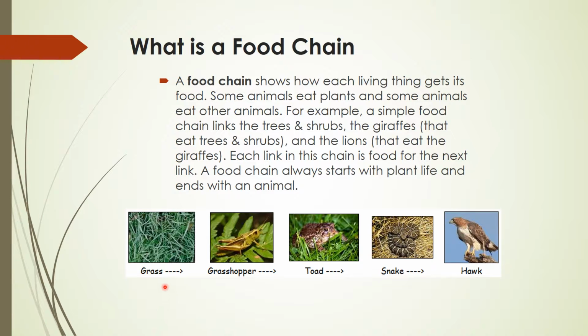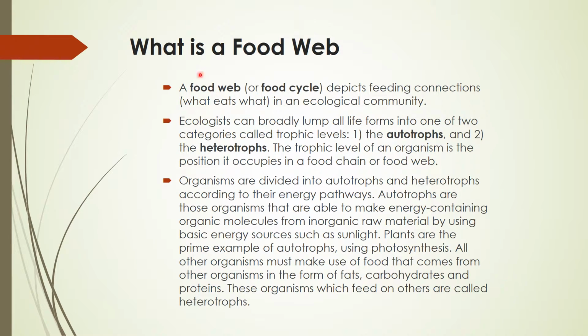So let's look at this really quickly. Grass, grasshopper, toad, snake, and hawk. Pretty simple. Let's look at a food web, which is basically a food chain that has a few more steps in it, okay? So we want to talk about dividing up the food web and the food chain. There's two things. There's an autotroph and there's a heterotroph. These are trophic levels of an organism, the position it occupies in the food chain or the food web. We'll explain a little bit more about that in just a second.